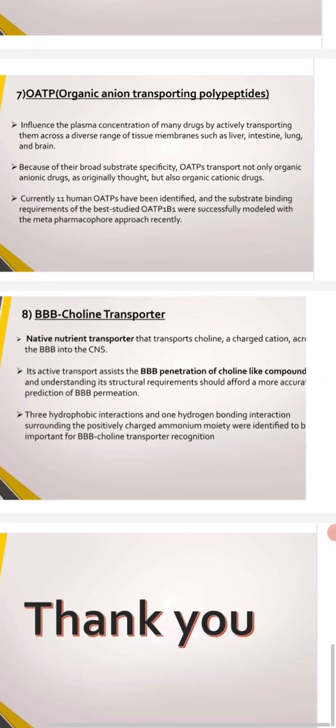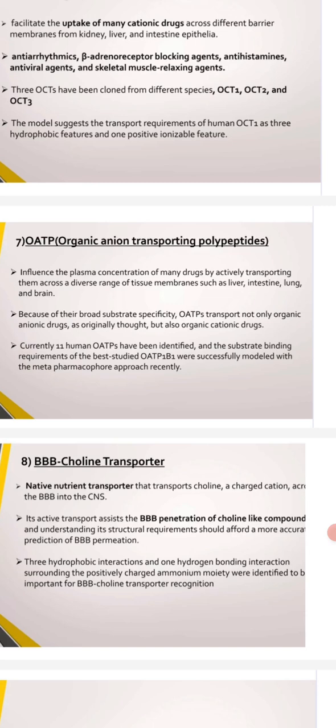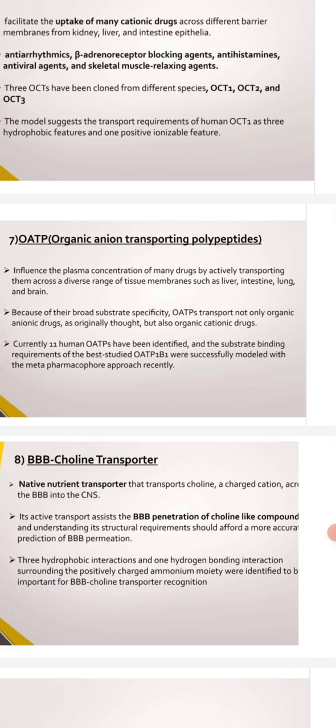And the last, the BBB choline transporter, a native nutrient transporter that transports choline, a charged cation, across the BBB into the CNS. Its active transport assists the BBB penetration of choline-like compounds, and understanding its structural requirements should afford more accurate prediction of BBB permeation. Three hydrophobic interactions and one hydrogen bond interaction surrounding the positively charged ammonium moiety were identified to be important for BBB choline transport recognition.